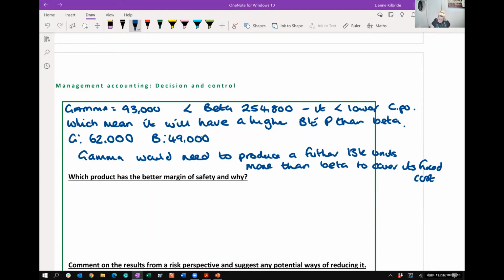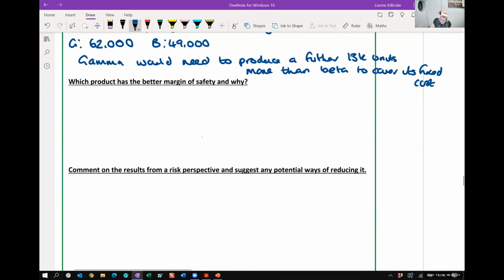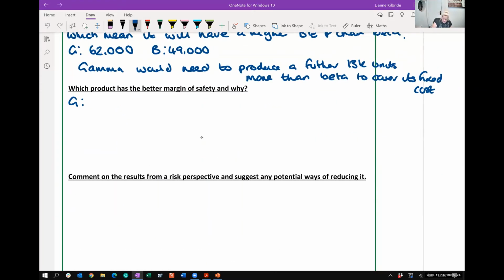Then it says which product has the better margin of safety and why. So again, you're just stating what you've calculated. Gamma has a higher margin of safety at 11%. And again, like I say, I am abbreviating it down for writing, but I'll send you it in full sentences afterwards. So gamma has a higher margin of safety of 11% than beta, which is at 2%. So you're just stating your calculations. We need to state why. So firstly, gamma has a much higher sales volume than beta.